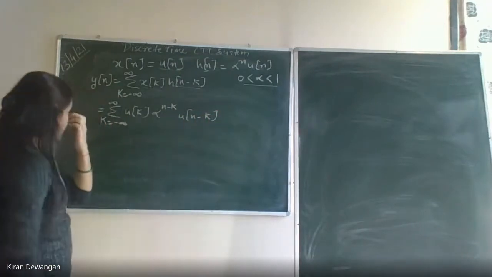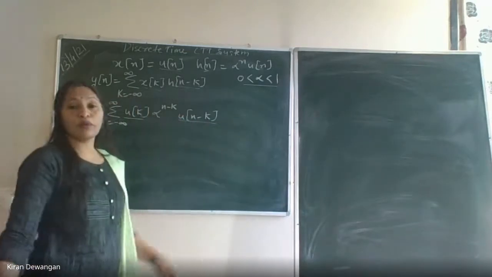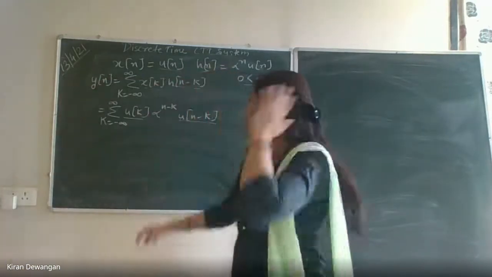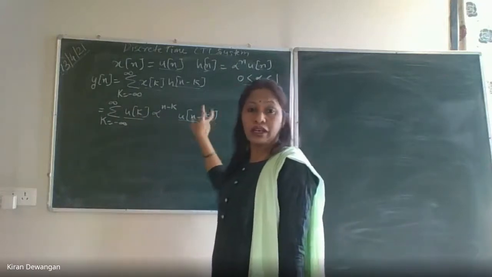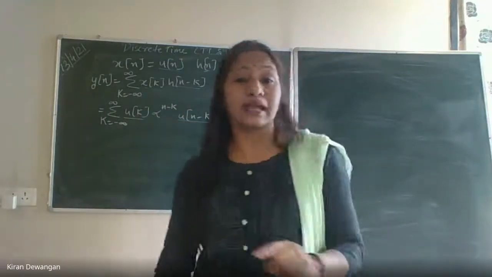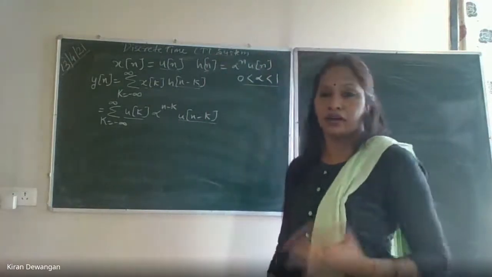Now taking the multiplication of these two, u of k and u of n minus k, what would be my range? That is an important part to decide the range. Deciding the range will solve most of the answer.